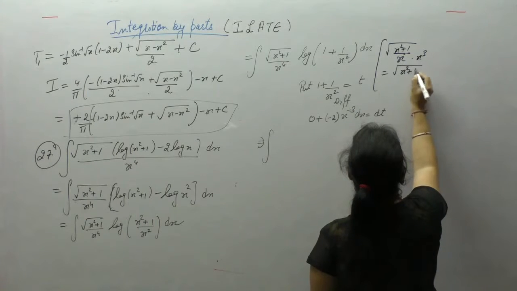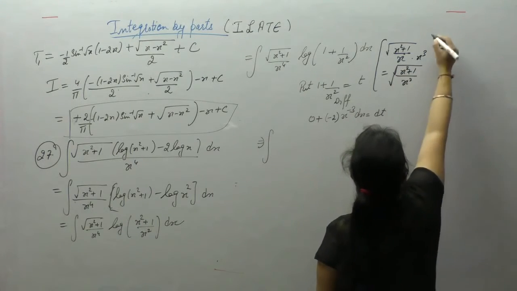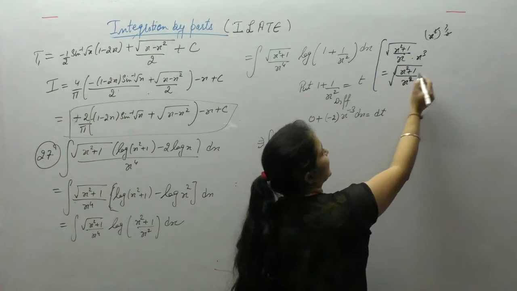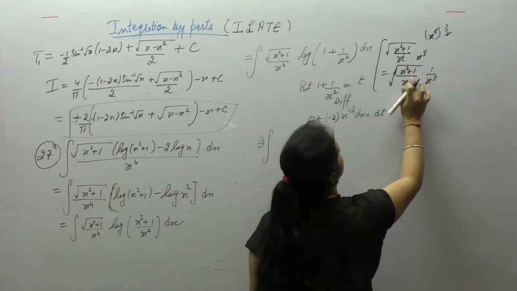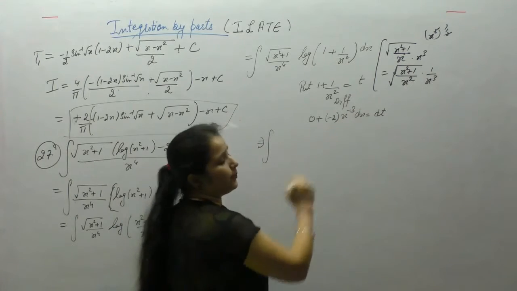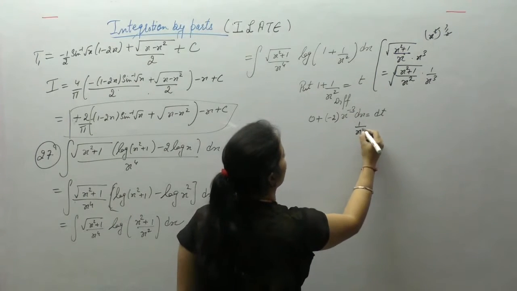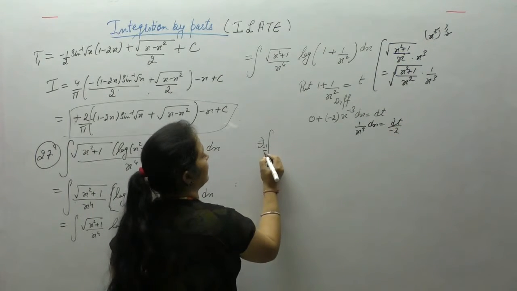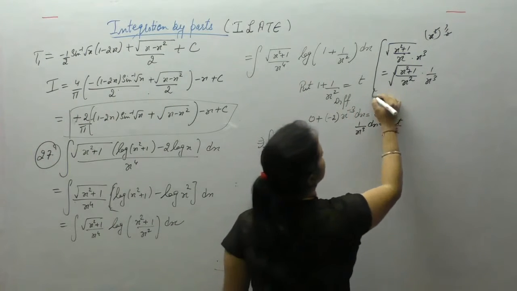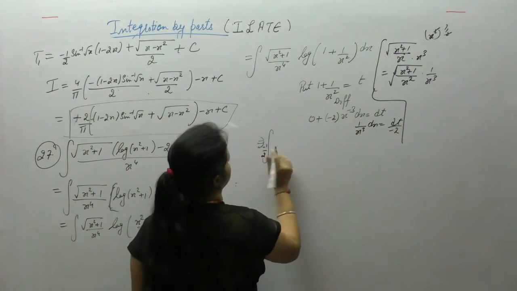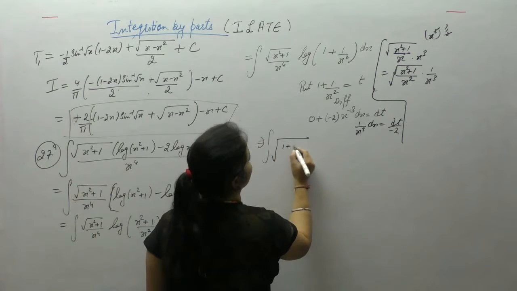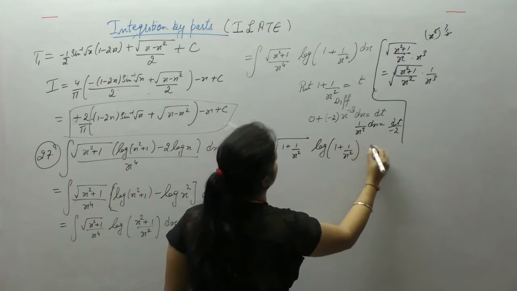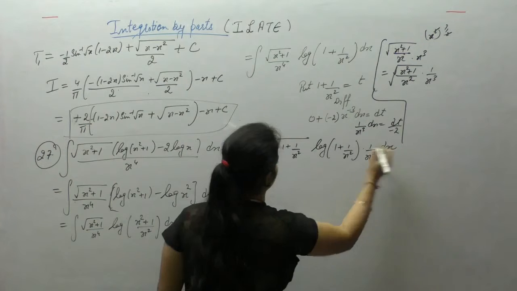First write x4 as x into x cube. Square root of x square plus 1. X square power 1 by 2 is x. So write x as 1 upon x square square root into 1 upon x cube. 1 upon x cube dx is dt upon minus 2, minus 1 by 2, 1 plus 1 upon x square log of 1 plus 1 upon x square into 1 upon x cube dx.